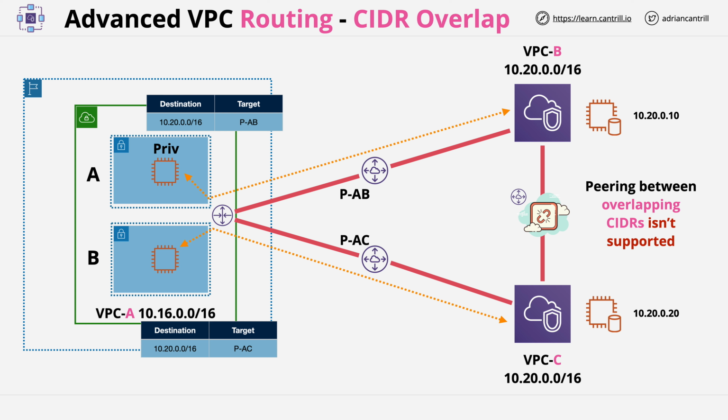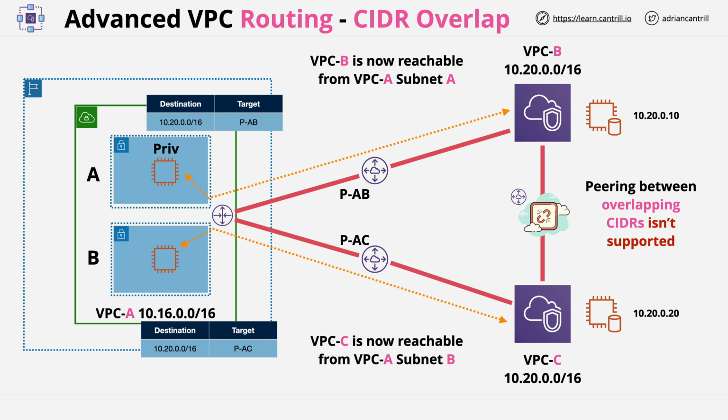So by splitting the routing, VPC-B is accessible only from the top subnet of VPC-A, and VPC-C is accessible only from the bottom subnet of VPC-A. So remember, route tables are always defined per subnet. So in this case, we have two route tables that are using the same destination, 10.20.0.0/16, but each of the route tables uses a different target, so a different peering connection between the VPCs. So the top route table uses the AB peering connection, and the bottom route table uses the AC peering connection.